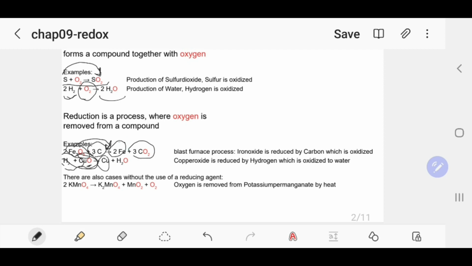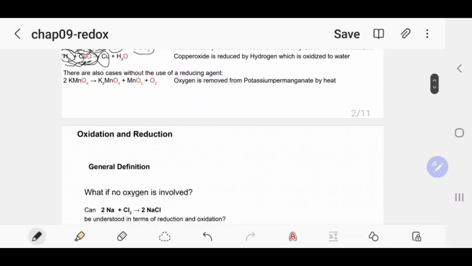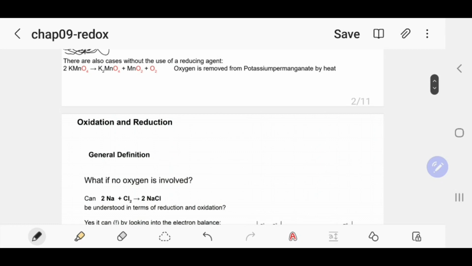In the former two examples, the carbon here is called a reduction agent because it contributes to the reduction of iron oxide. And the same for hydrogen here, it is called a reduction agent because it contributes to the reduction of copper oxide. But the reduction can also happen without the presence of a reduction agent.